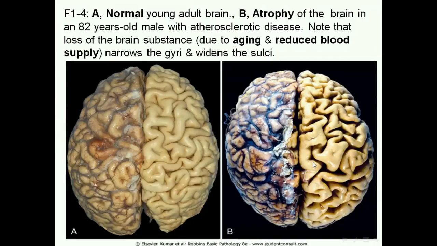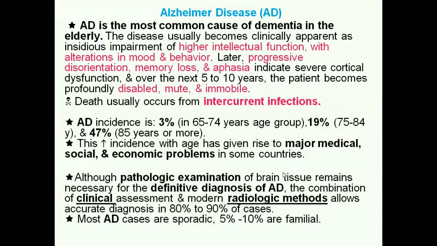The gyri are narrowed, and ergo the sulci are widened. So the sulci are becoming wider because the gyri are narrowed. This is atrophy. It's not necessarily dementia. It's just atrophy.